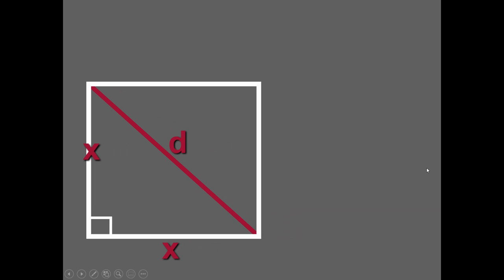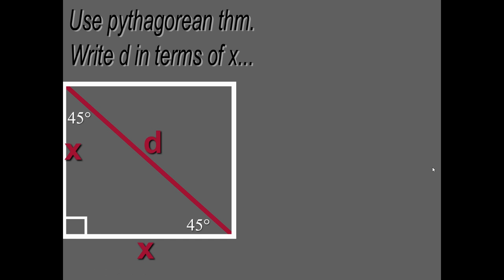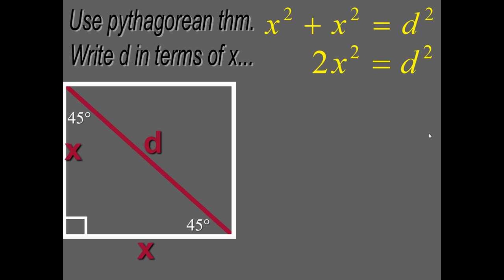To do that, we're going to use the Pythagorean theorem, and we know that we have a right triangle, so x squared plus x squared is equal to d squared. And we're going to try to solve this for d. So we'll combine the x squareds. We have 2x squared equals d squared.